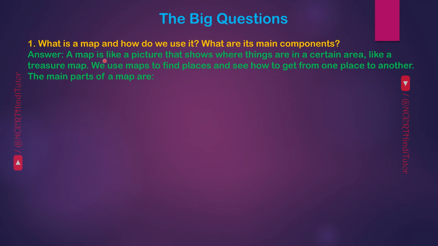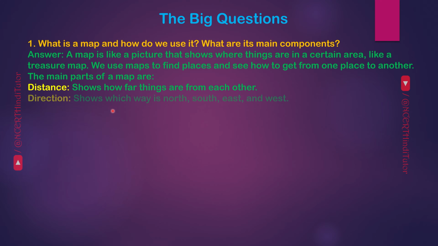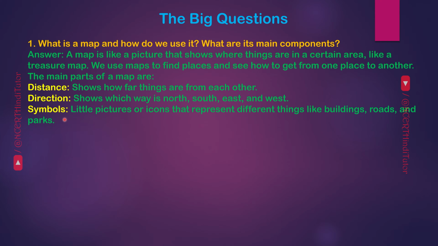Answer: A map is like a picture that shows where things are in a certain area. Like a treasure map, we use maps to find places and see how to get from one place to another. The main parts of a map are: distance, which shows how far things are from each other; direction, which shows which way is north, south, east, and west; and symbols, little pictures or icons that represent different things like buildings, roads, and parks.